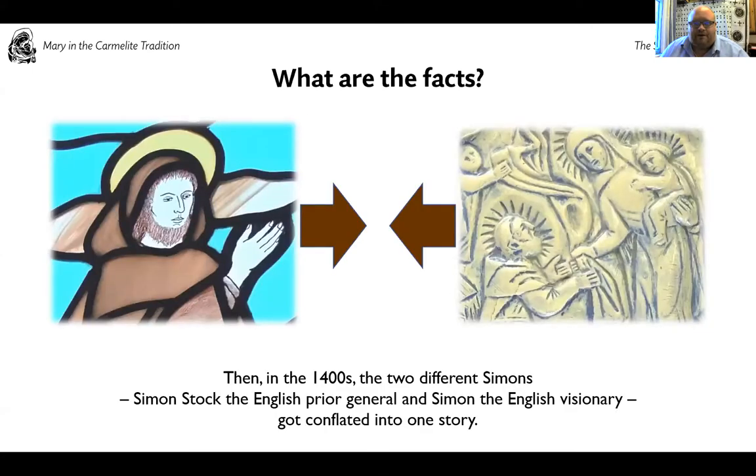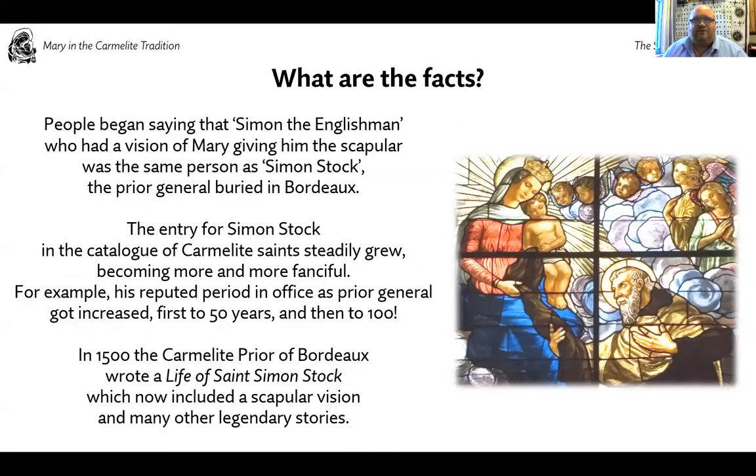So in the 1400s, there are two different Simons. Simon Stock, the English prior general, and Simon, also English, who's a visionary. And they become conflated into one person, one story. So people began saying that Simon, the Englishman who had a vision of Mary giving him the scapular, must be the same person as Simon Stock, the prior general who's buried in Bordeaux, because they're both called Simon and they're both from England. Seems natural to us that you would say they're the same person, but clearly the records show that they're not.